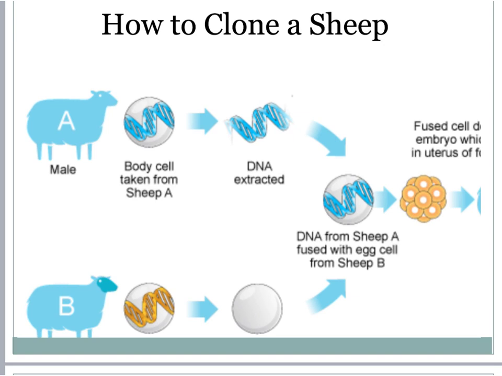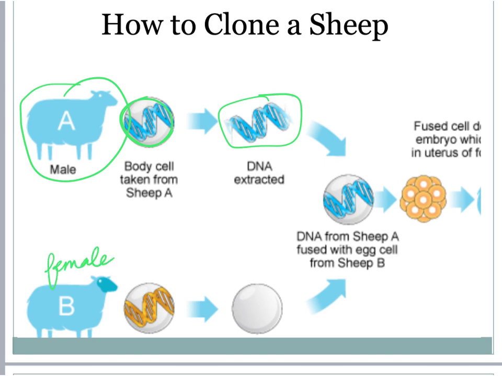So, how to clone a sheep. This makes it super simple, but bear with me here. So, sheep A. Scientists take a body cell. They would just extract it with a needle or something. They take the DNA out of that cell. Meanwhile, from sheep B, which would be a female, I'm not sure if that says it on the bottom or not, they take the egg cell.